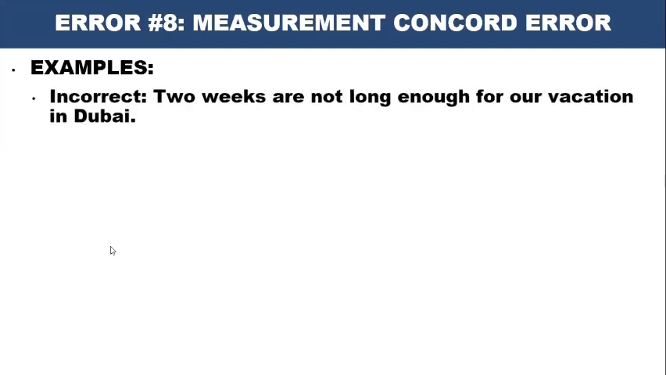From time to time, we talk about measurements, such as measurements of time, distance, money, amount, and so on. So it is always correct to use the singular verb, even if the measurement appears to be plural. So let's look at some examples.